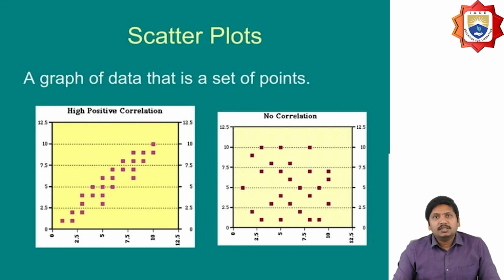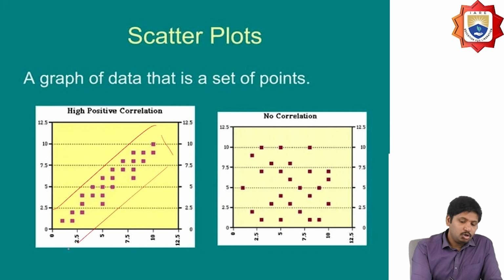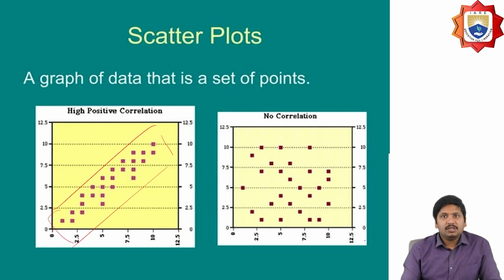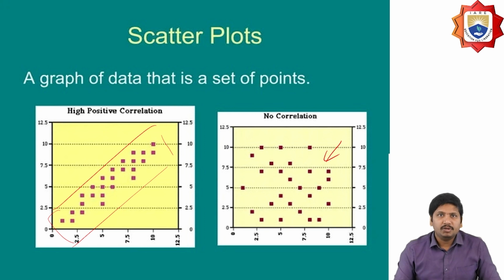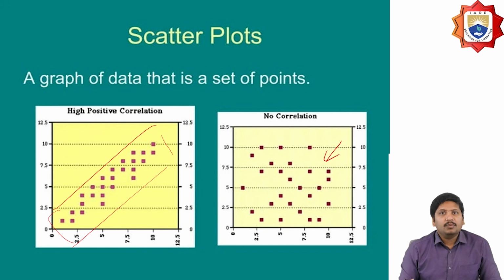And the next one is the scatter plot. A scatter plot is nothing but a graph of data with a set of points. If the scatter plot looks like this, the data is linear. If the scatter plot looks like this, then there is no correlation between the items. If the data looks like this, then the correlation is highly positive. Like this, I can distinguish patterns from the scatter plot.